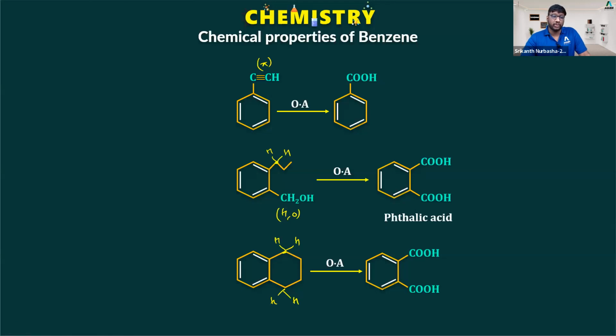Benzene 1,2-dicarboxylic acid is obtained. Is that clear, students? Yes, sir. These are important. Whenever you get a dicarboxylic acid, you can do different other sets of reactions also. And how can we prepare dicarboxylic acid?